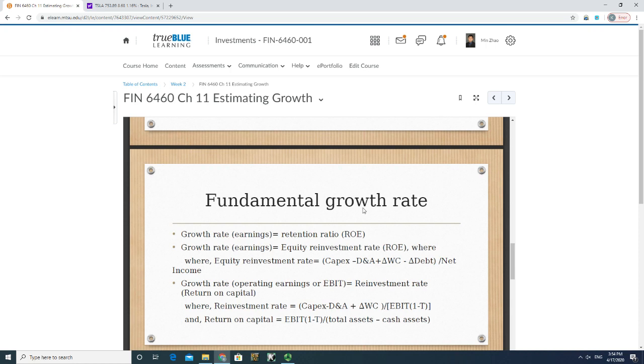And the last one is change in debt. When you minus change in debt, you are getting the equity reinvestment part of this equation. And equity reinvestment rate once again equals capex minus depreciation and amortization plus change in working capital minus change in debt divided by net income.